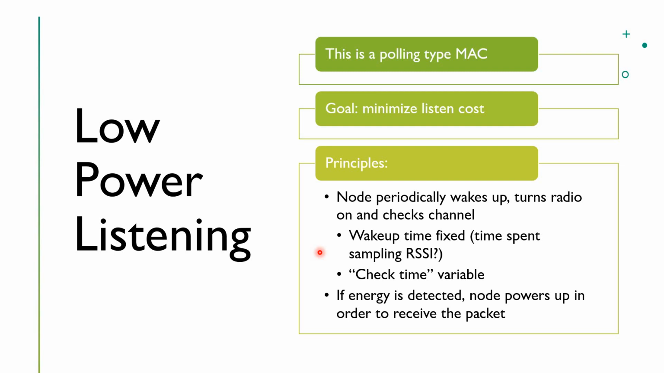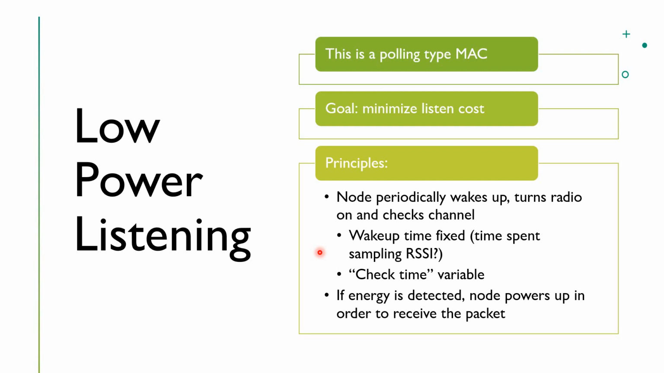LPL means that the nodes will be in a low power mode, so that they cannot receive packets and cannot send packets, but they can only detect whether there is an energy level in the channel. That means it can only detect whether the channel is busy or not, whether someone else is sending packets or not. So the goal here is to minimize the listening cost. If you do not have to be ready to receive the packets, you can only check for the energy level of the channel.